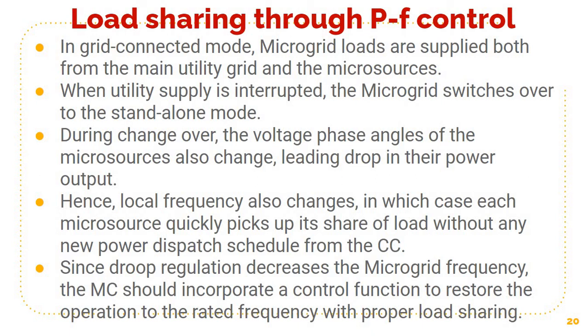Load sharing through PF control. In grid connected mode, microgrid loads are supplied both from the main utility grid and the microsources. When the utility supply is interrupted, the microgrid will move into the islanding mode. During this changeover, the voltage phase angles of the microsources also change, leading to a drop in their power output. So what will happen? The frequency also changes. When the frequency changes, each microsource will quickly pick up its share of load without any power dispatch schedule from the central controller. Now, the droop regulation decreases the microgrid frequency. So the microgrid controller should incorporate a control function to restore the operation to the rated frequency with proper load sharing.